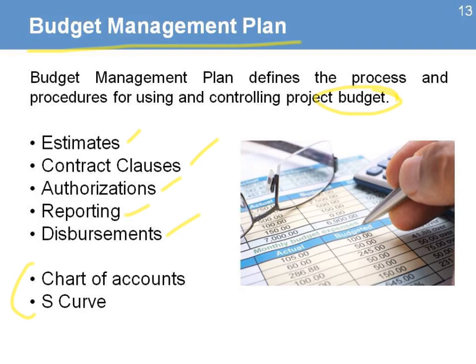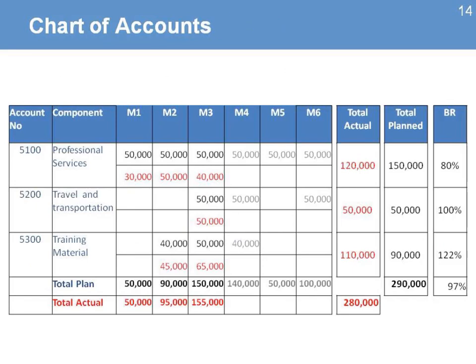And we'll use two basic tools. One of those is going to be the chart of accounts, and the other one is going to be the S-curve. The chart of accounts is a basic representation of how you plan to spend your money. So you have a budget and you organize it by the account number. This is an accounting number, usually provided either by the donor or by your organization.